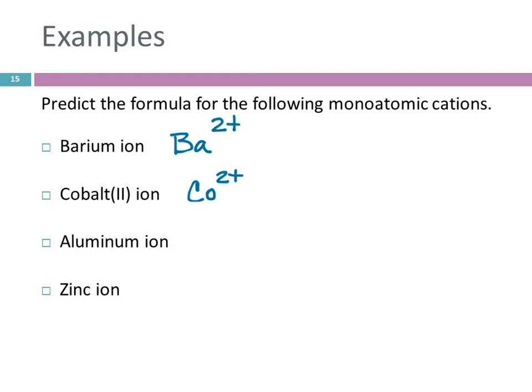How about aluminum ion? It's in group 3A, it's Al. Group 3A, 3 plus. How about zinc ion? Well, it's not in group 1, 2, or 3, but it's in that triangle, isn't it? What's the charge on zinc ion? 2 plus. So zinc, 2 plus. Any questions? Does that make sense?